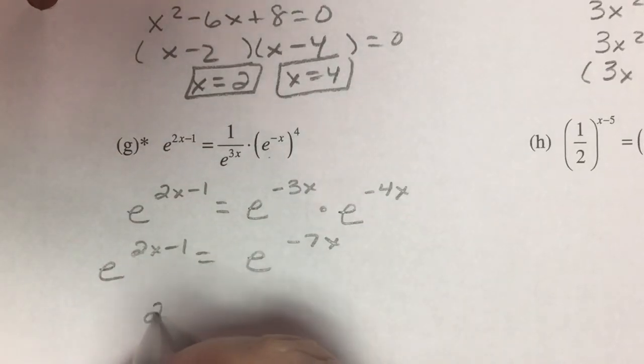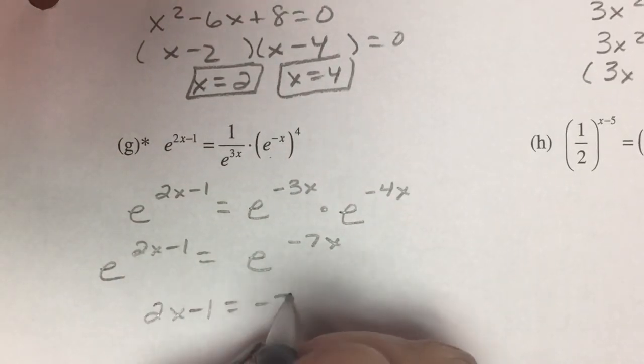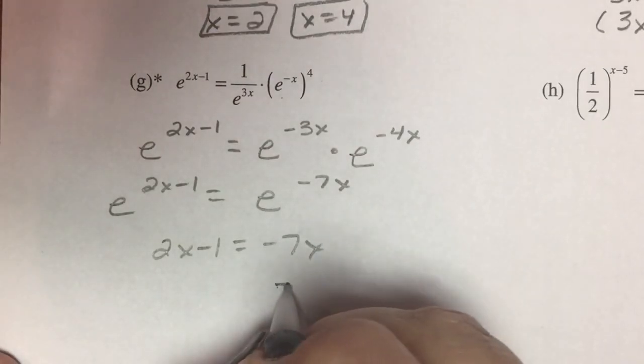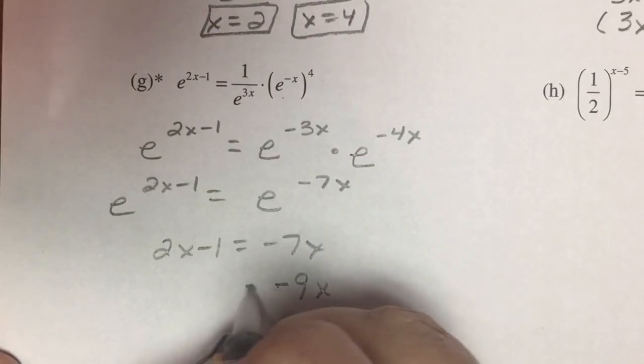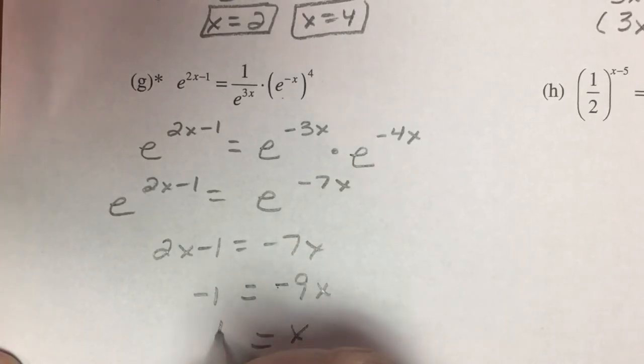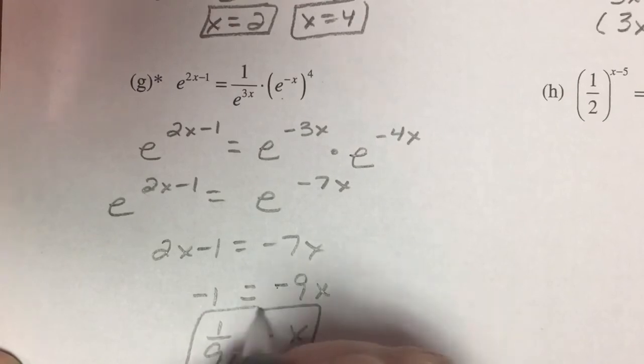Now it's easy. Take the exponents, set them equal to one another. And if we just quickly solve, if I move over the 2x, it's going to be negative 9x equals negative 1. So x looks like 1/9.